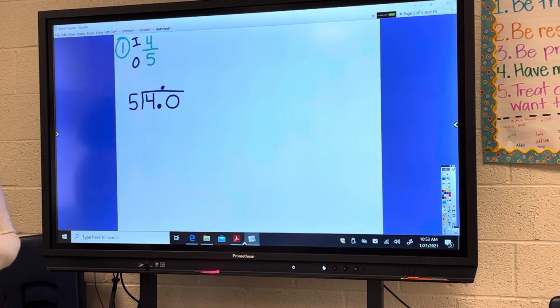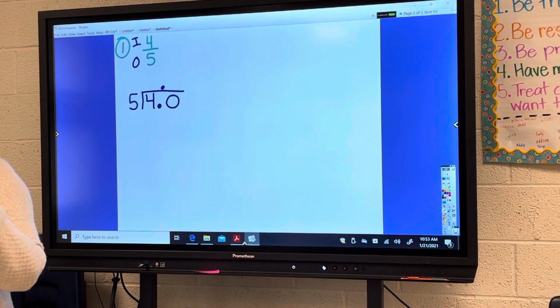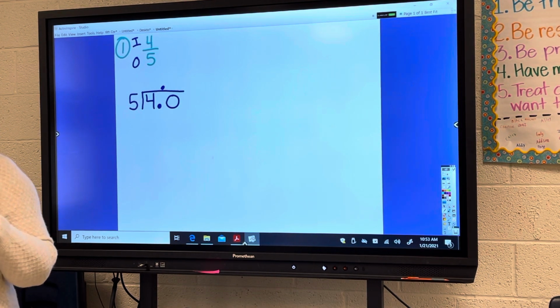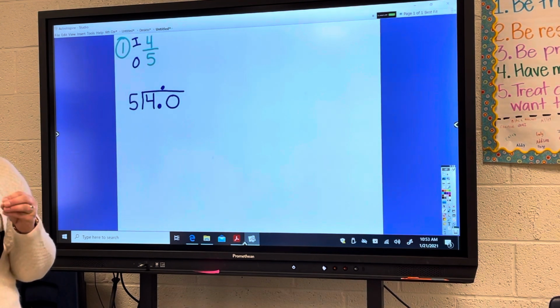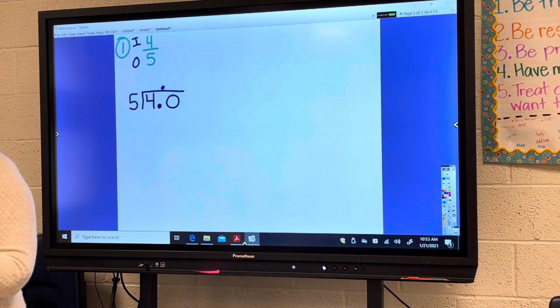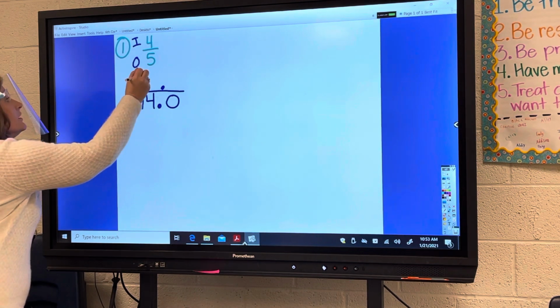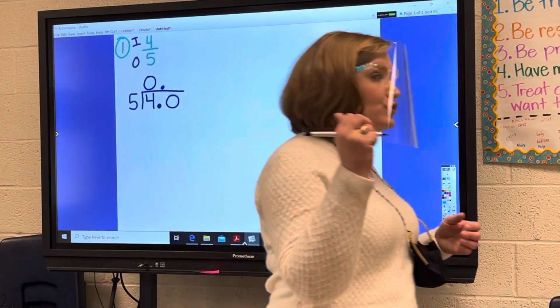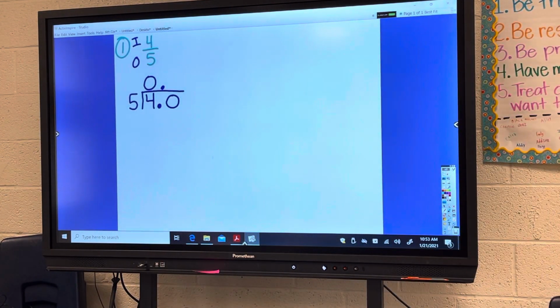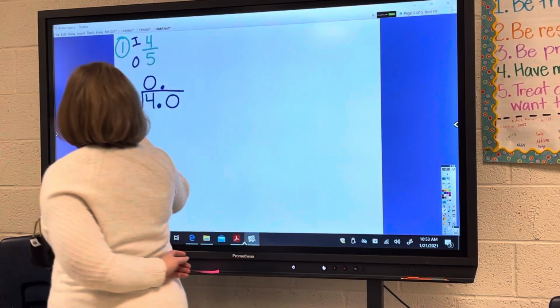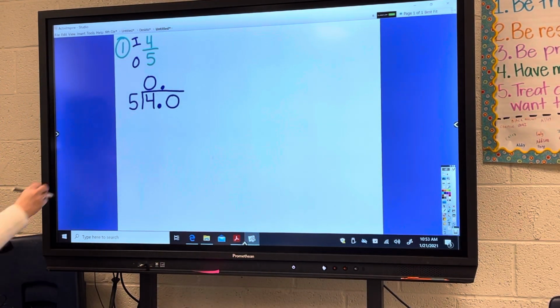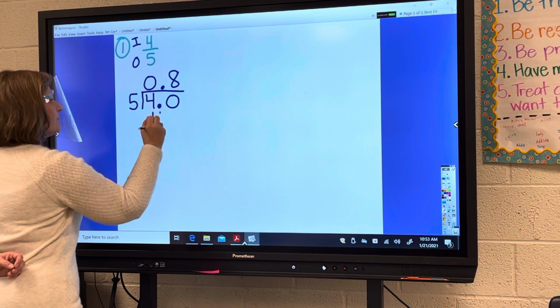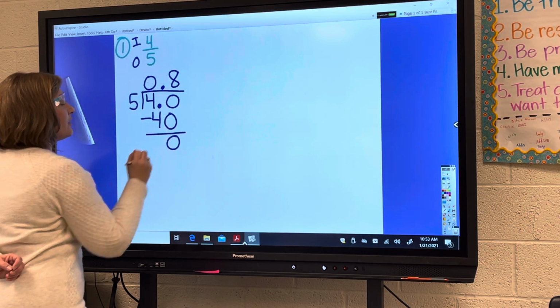And what do we know we already need to add? A 0. Okay, I want everybody to listen to me, okay? Anytime you are changing a fraction to a decimal, if it does not have a whole number, I want you to put a 0 right there, okay? I know that some of y'all, when you write your answers, you just put the decimal, but I want you to get in the habit of putting a 0 there as a placeholder, okay? Now, 40 divided by 5 is what? 8. 8 times 5 is 40. Do we need to go any farther?